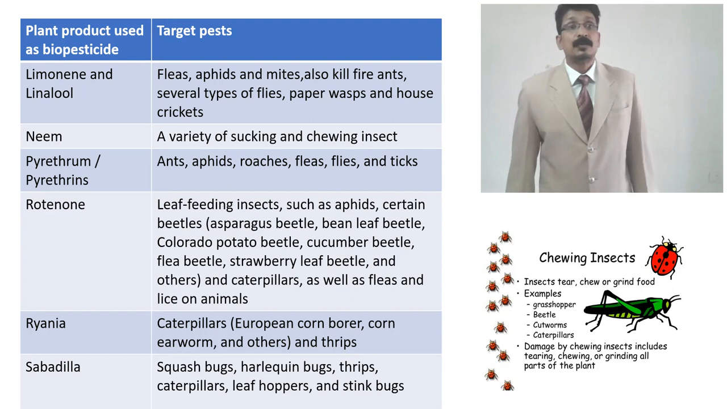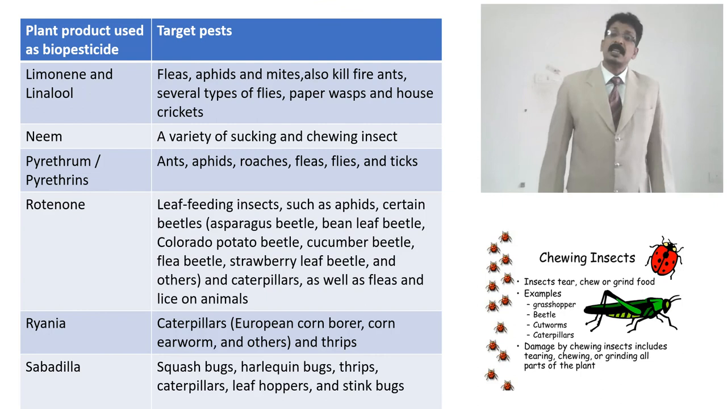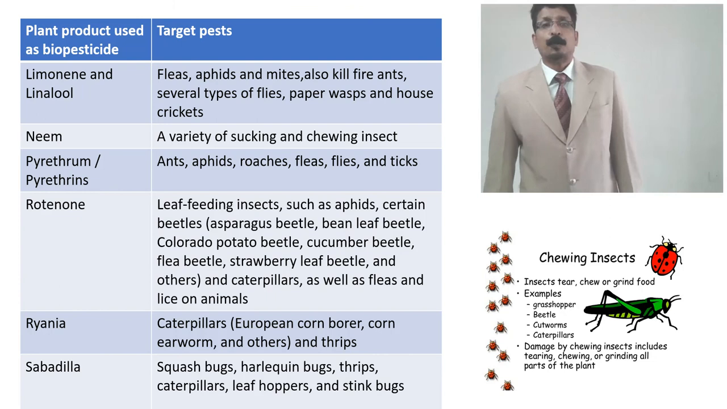Ryania is the plant which I showed in the first slide itself. It's also used to kill caterpillars, European corn borer, corn earworm and others, and thrips.